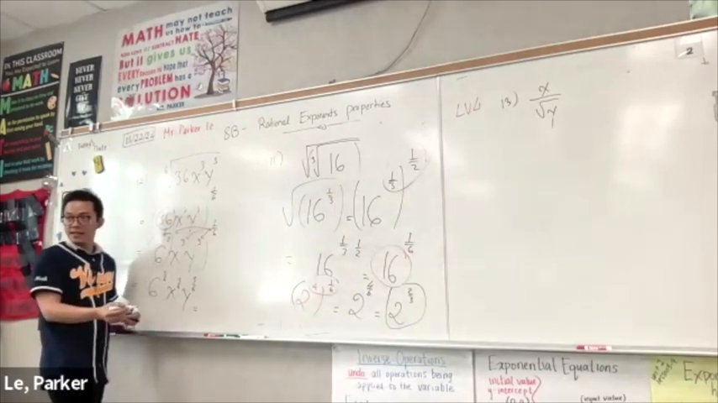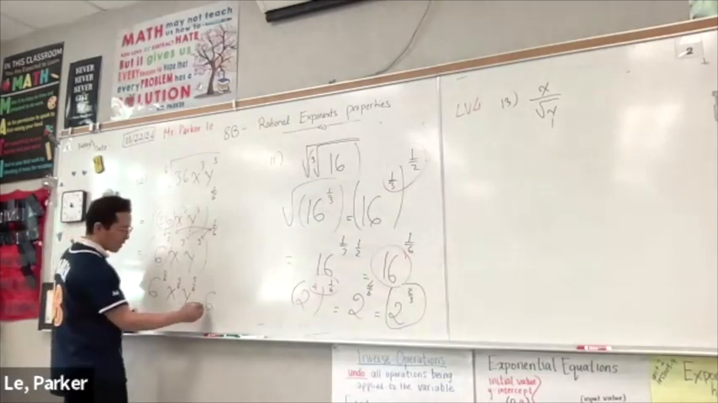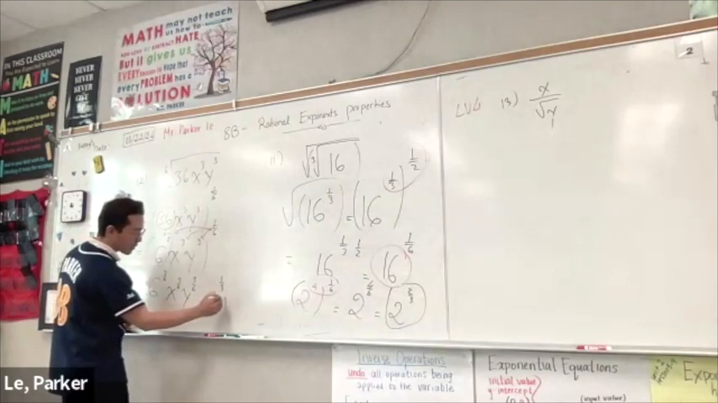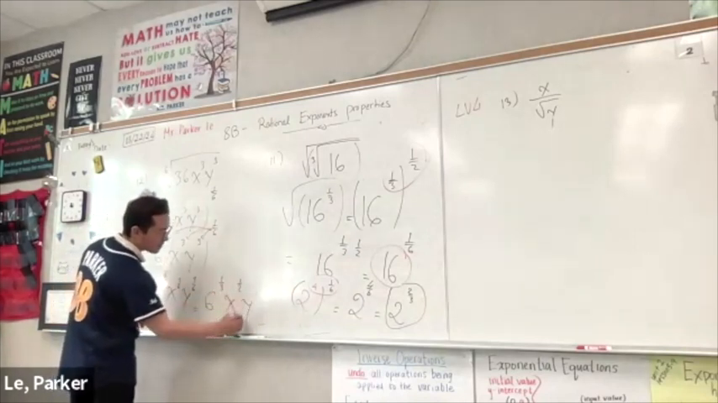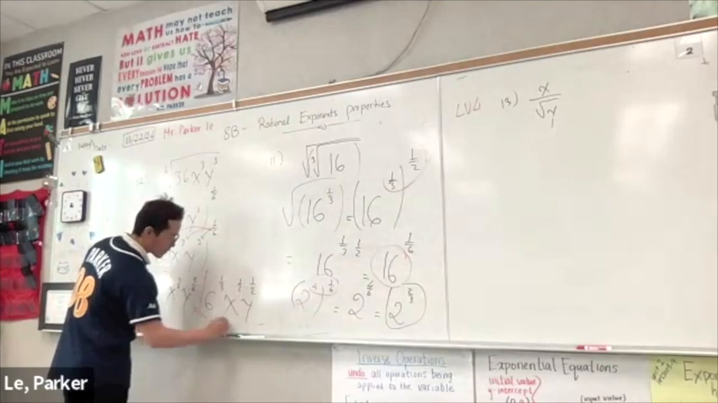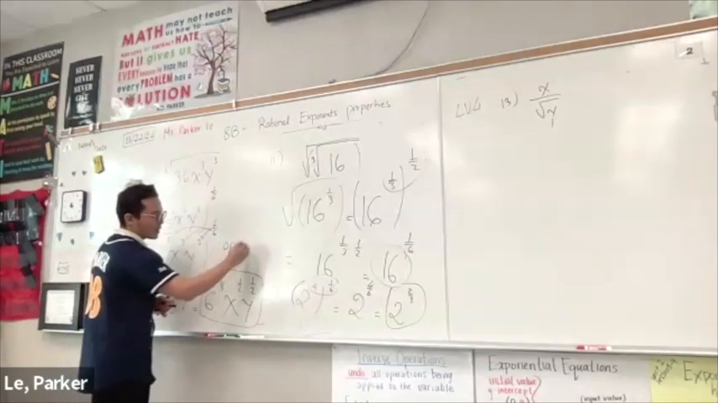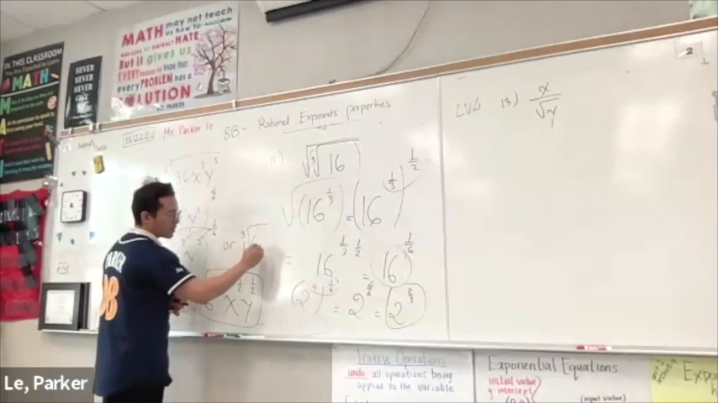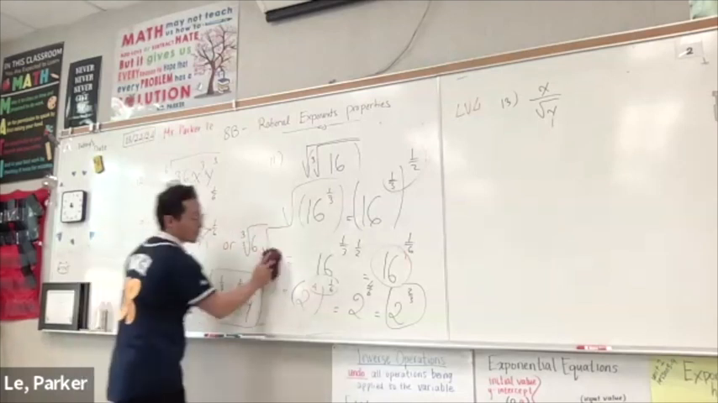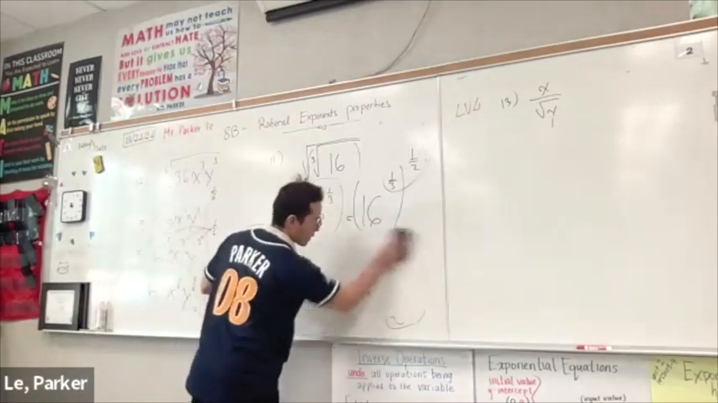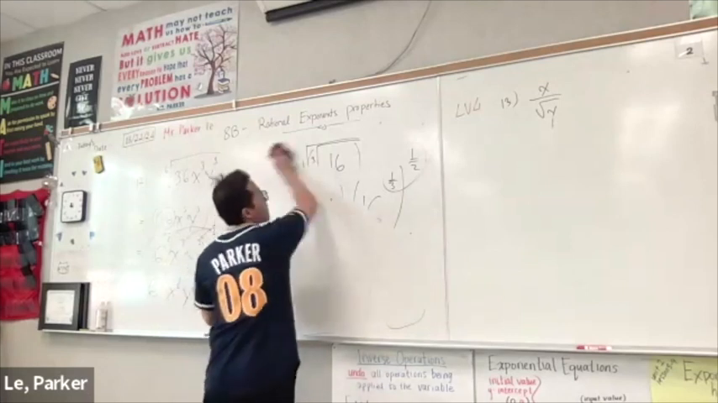This is 1 third, and then this is 1 sixth, 1 half. 3 over 6 is 1 half. Or if you want this form, you can also write this on the screen.